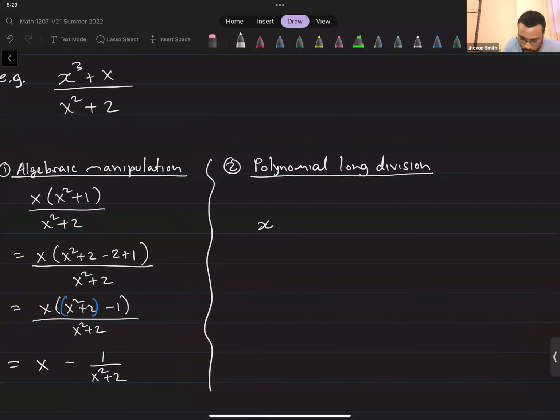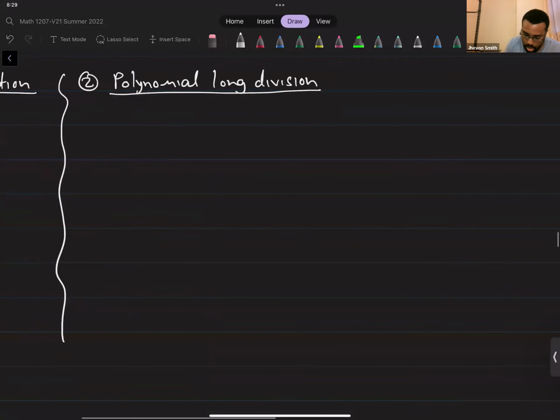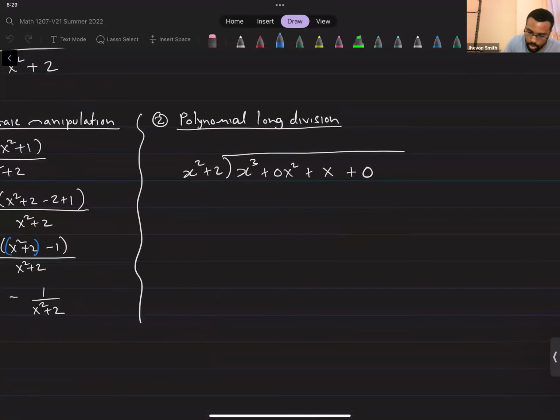That would look like x squared plus 2. You want to divide that into x cubed plus 0x squared plus x plus 0. And so you take the x squared into the x cubed, divide x squared into x cubed, you get x. Take that x, you multiply everyone here. You would get x cubed plus 2x. So I'm going to line that up with here, and then you subtract it.